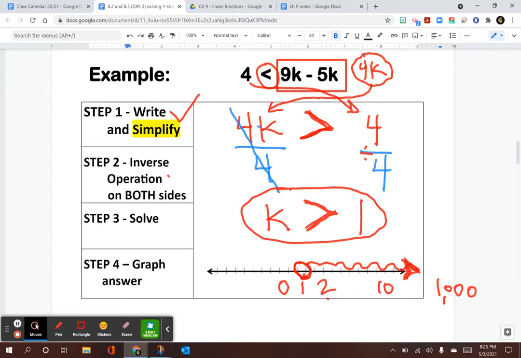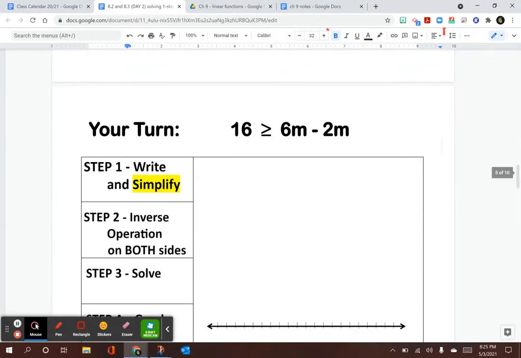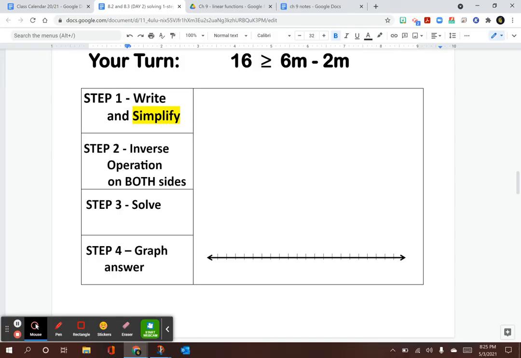We'll give you another one to try. We'll pause the video while you complete all 4 steps.